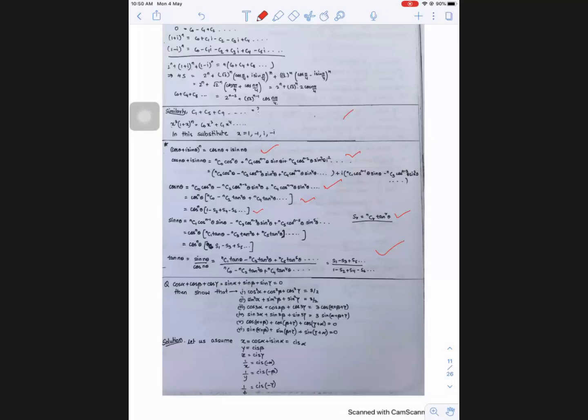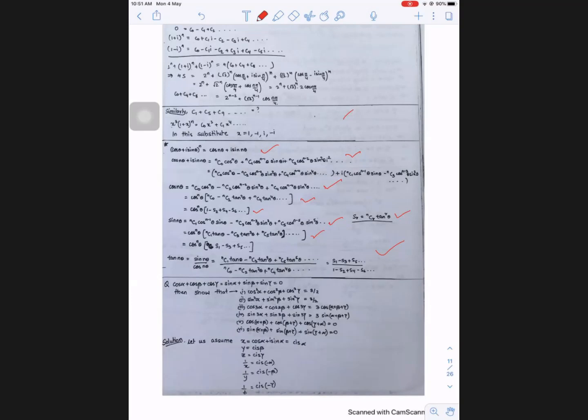By using the same thing, if you compare the imaginary part, sin n theta equals the second term nC1 into cos power n minus 1 theta into sin theta, only imaginary terms, minus nC3 cos power n minus 3 into sin cube theta, like that you will get. Here also if you take cos power n theta common, the remaining terms are nC1 tan theta minus nC3 tan cube theta plus nC5 tan power 5 theta, like that. You can write this as cos power n theta into (S1 minus S3 plus S5).